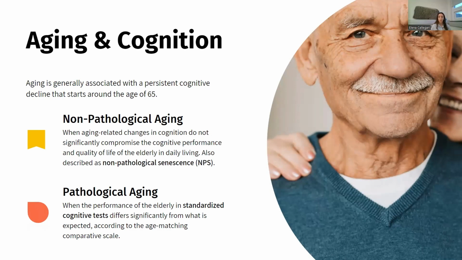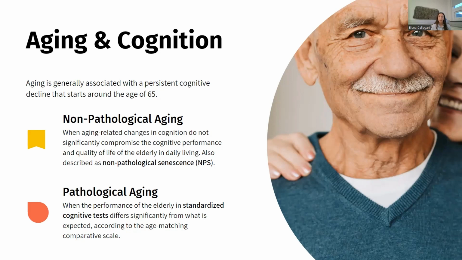And what we have to distinguish here is non-pathological aging from pathological aging. Non-pathological aging is essentially just healthy aging. So there is a cognitive decline, but this cognitive decline does not compromise the quality of life of an old person in daily living.